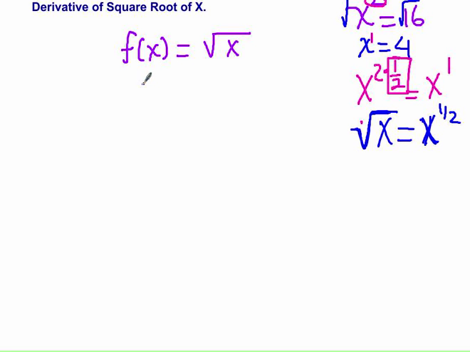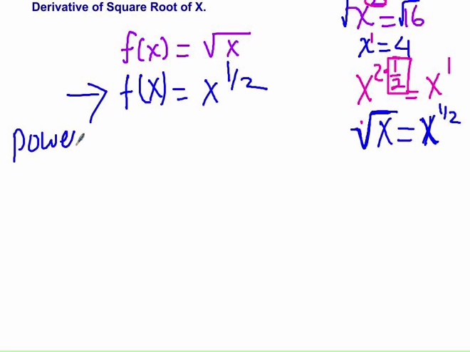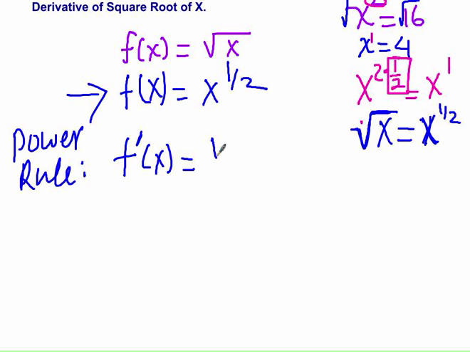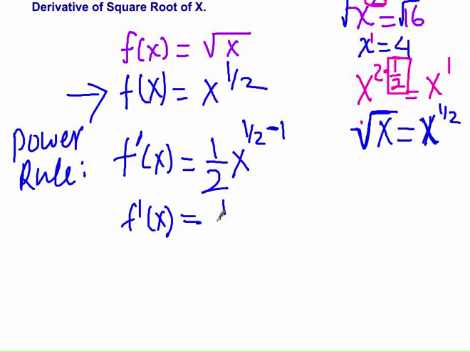So we have to write this as a function of powers of x. We have to write it as x to the power of 1/2. Now we find the derivative of this by using the power rule. So the derivative f prime of x will be, first thing we do, we multiply by the power 1/2, and then x raised to the power of 1/2 minus 1. So f prime of x is 1/2 times x to the power of 1/2 minus 1, which is negative 1/2. A half minus 1 is negative 1/2.